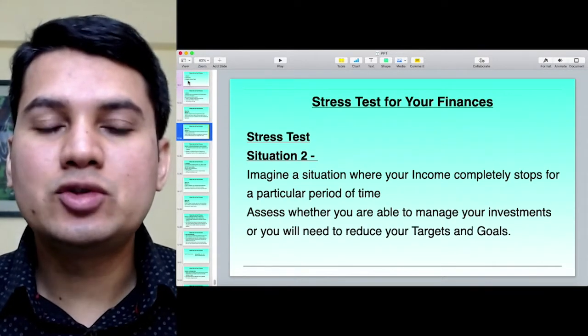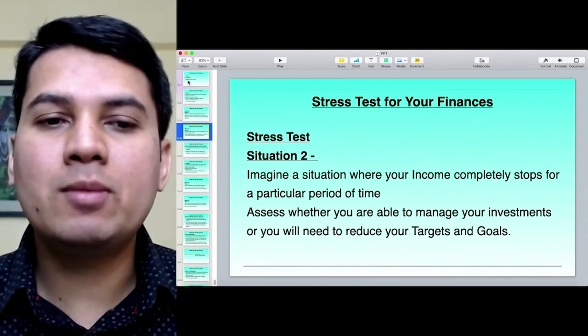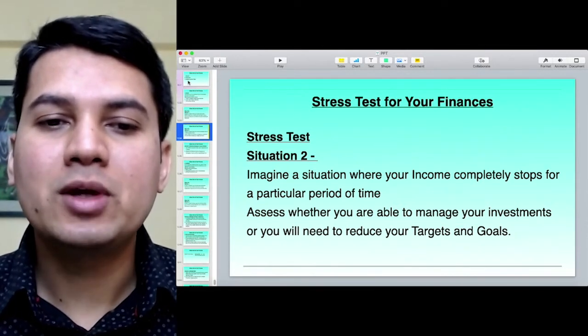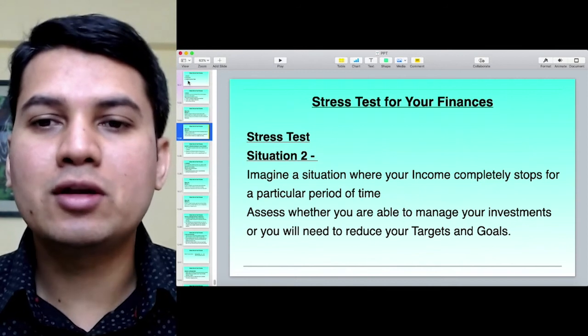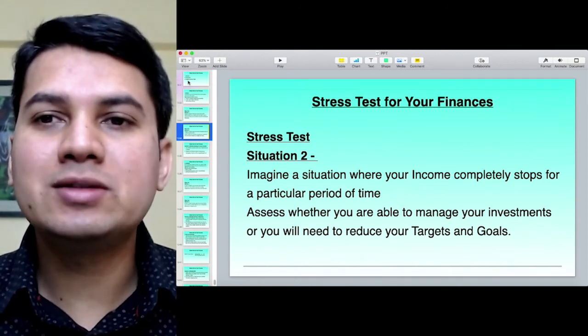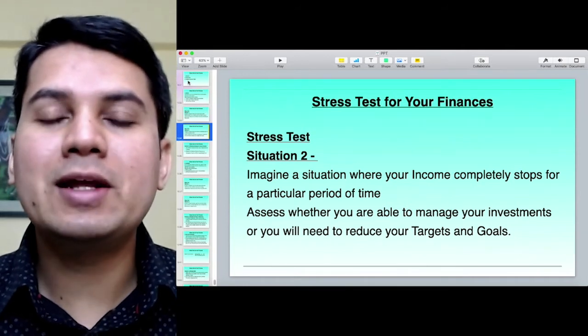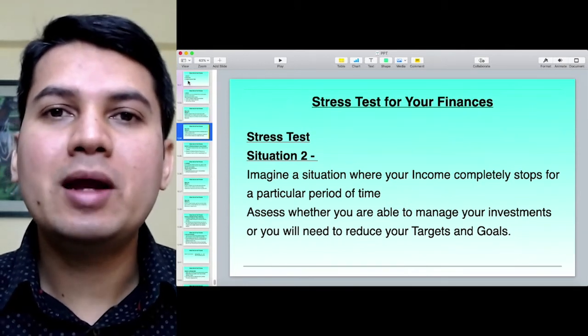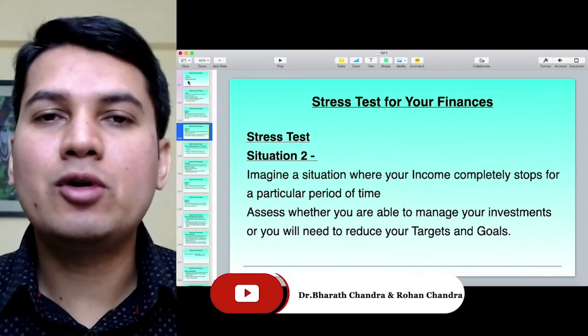Stress test situation number two. Imagine a situation where your income completely stops for a particular period of time. Assess whether you're able to manage your investments or you will need to reduce your targets and goals. So this is also very important. For example, if I don't have income for 3 months, 6 months or even 1 year, how do I manage my investments? How do I manage my future goals? Do I need to reduce these goals because I'm not able to fund them?